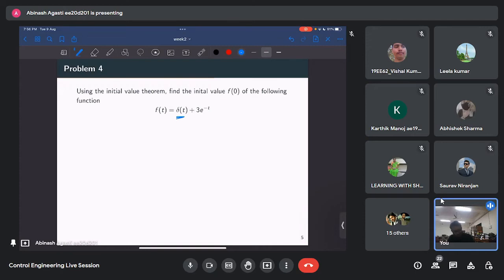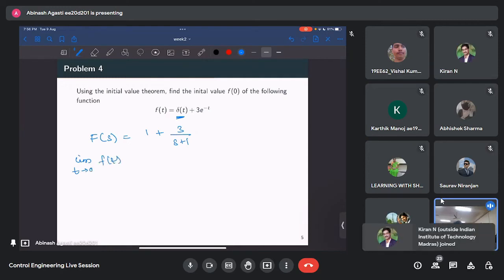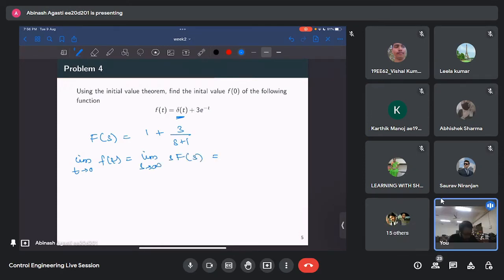So we have this function. If I find out F of s, then it is 1 plus 3 by s plus 1. So by the initial value theorem, limit t goes to 0, f of t is equal to limit s goes to infinity, s into F of s. But this thing is limit s goes to infinity, s into (1 plus 3 by s plus 1). This one we can see is going to infinity, that is, the limit does not exist.